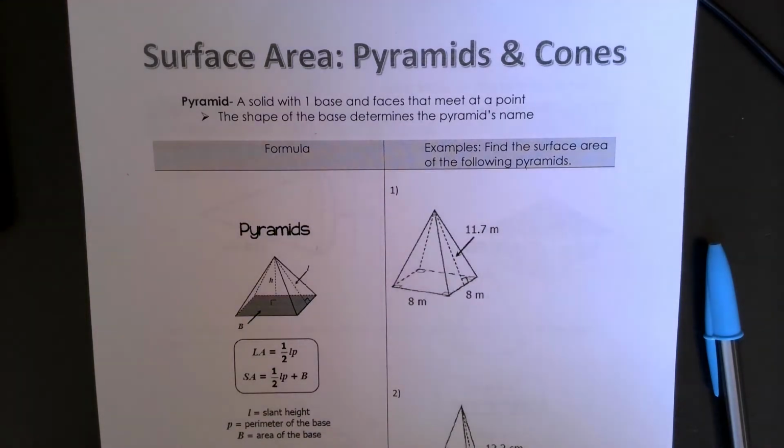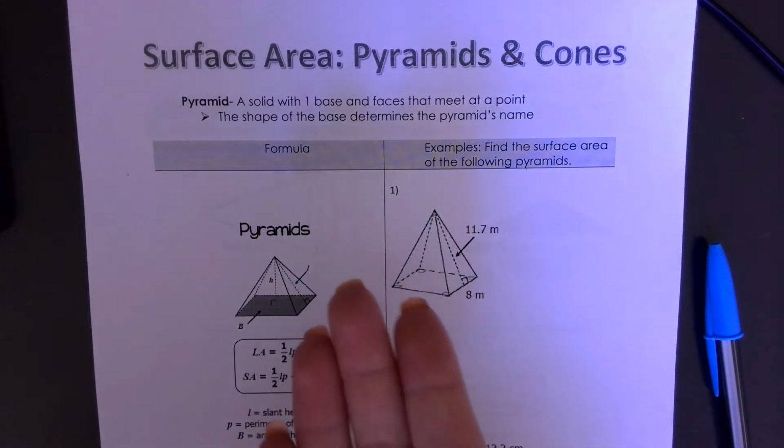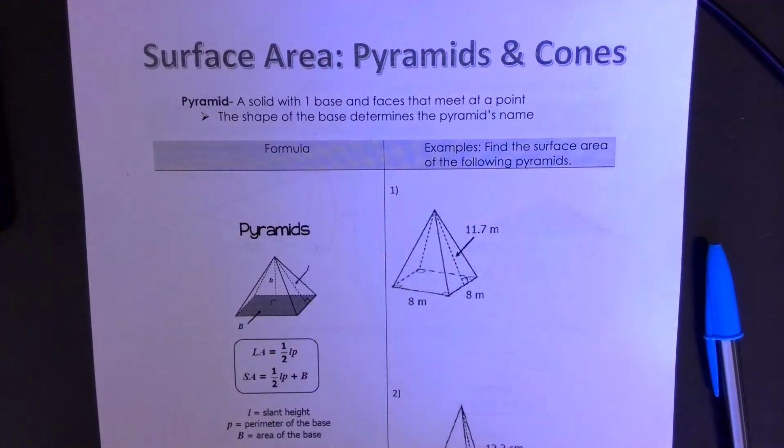In this video, we're going to talk about surface area of pyramids and cones. So what is a pyramid? It's a solid with one base and faces that meet at a point. So in the previous video, I was talking about prisms and cylinders. They have two bases, whereas a pyramid only has one. And just like prisms, the shape of the base determines the pyramid's name.